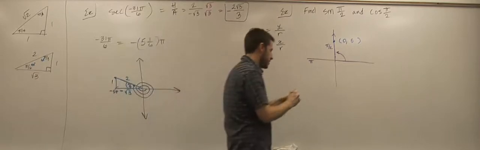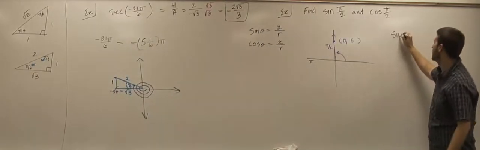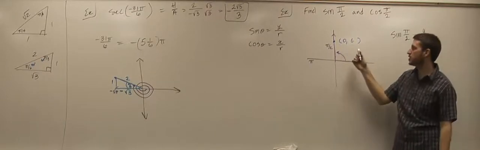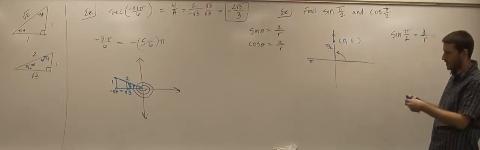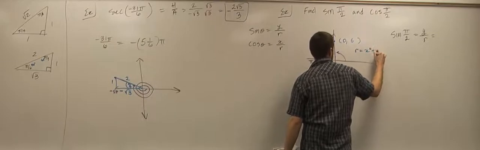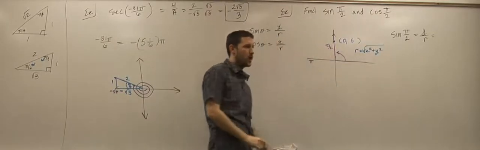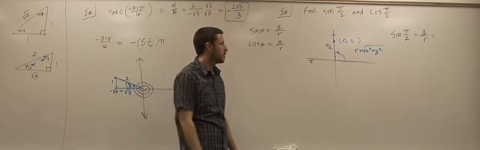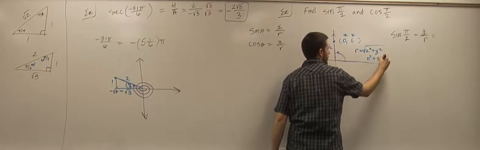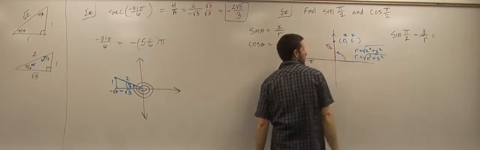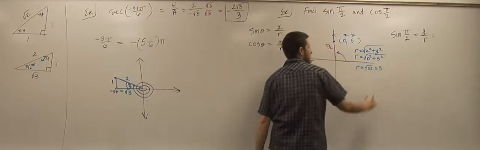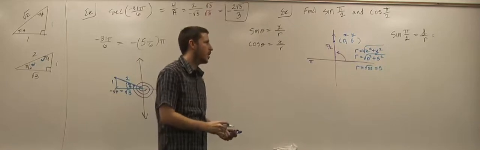But now we can do our definitions. Sine of pi over 2 is equal to y over r, which is equal to 5 over r. What's r in this case? r is forever and always the square root of x squared plus y squared, which if we plug in our values, square root of 0 squared plus 5 squared, square root of 25 is 5. So r happens to be the same as y.